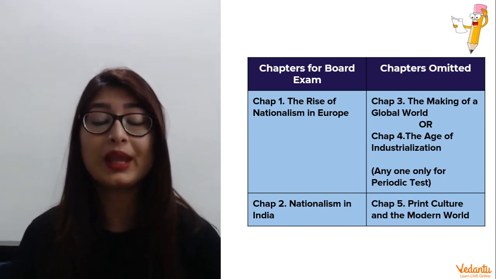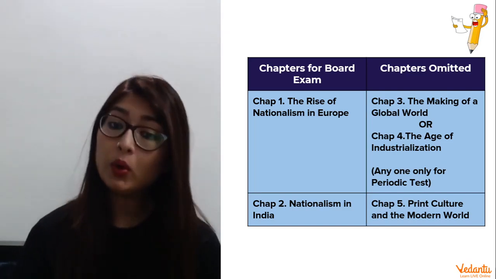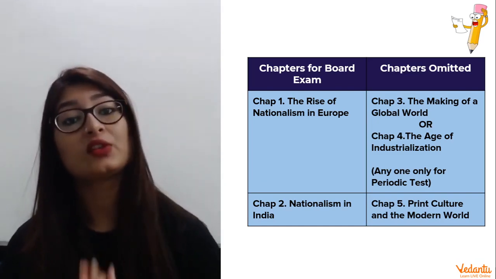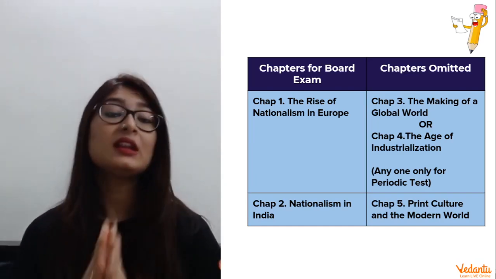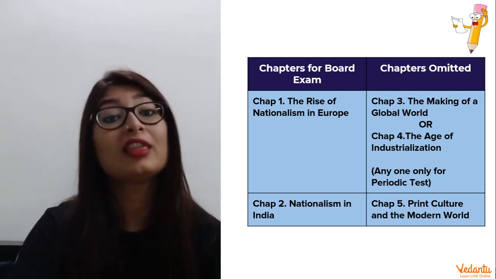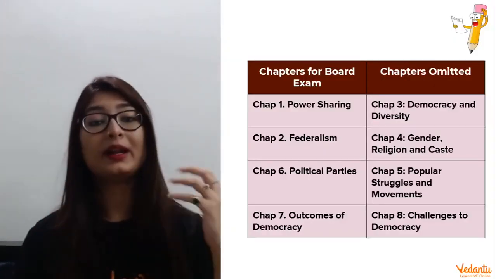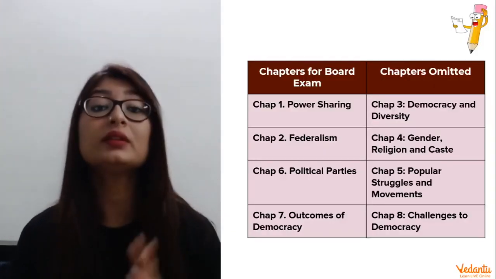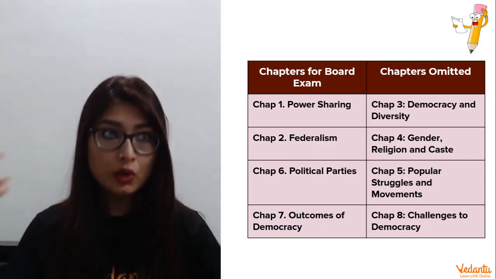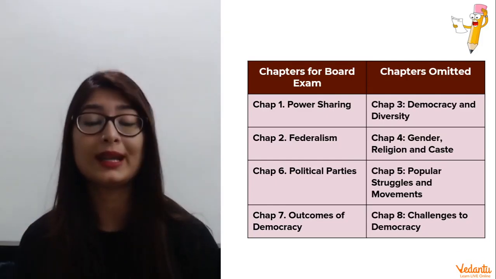The chapters are chapter 3 and 4: the making of a global world or the age of industrialization. What has been omitted, which we do not have to prepare at all, is print culture and the modern world. Which brings us to civics, political science. This was somewhat a load on our head, more than history maybe, in terms of the load of information, which has now been sorted out for us in a great way.